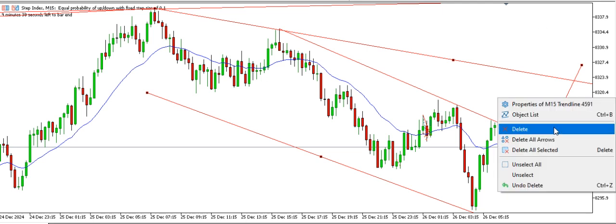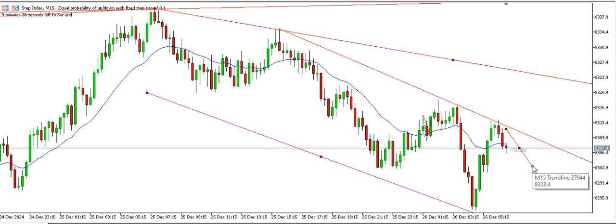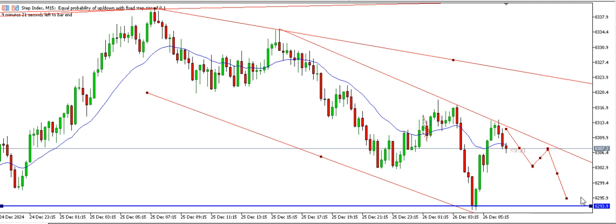But if that does not happen, then we might see price drop this way, maybe a little bit of push up, then drop to the other block around here, and a break of this particular support, price will eventually drop lower.